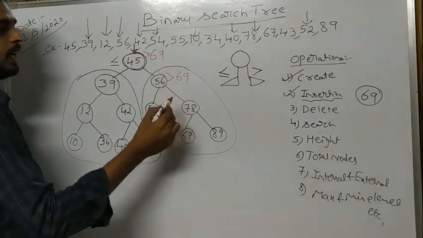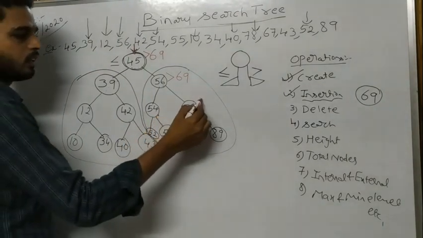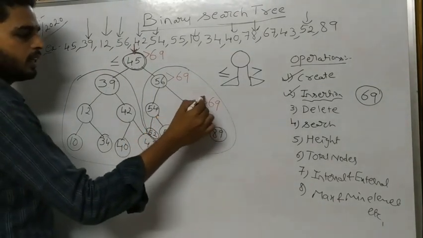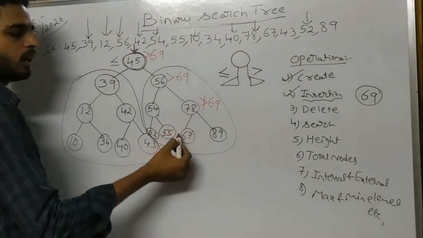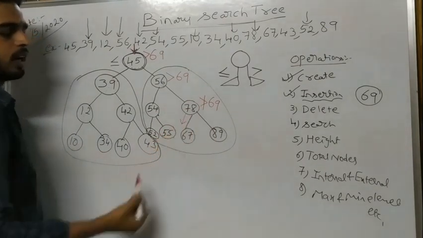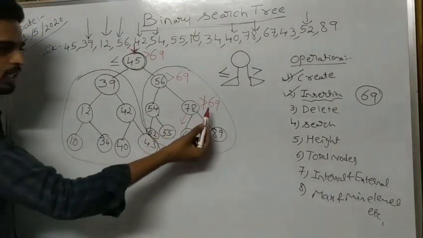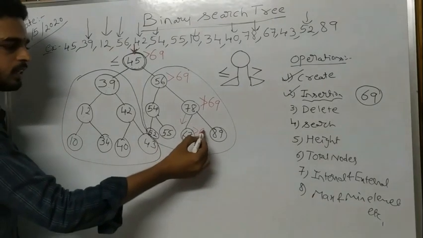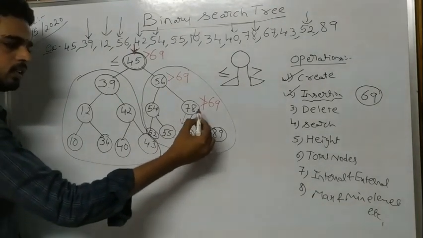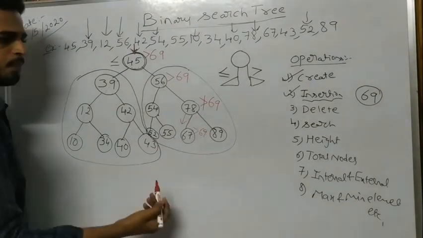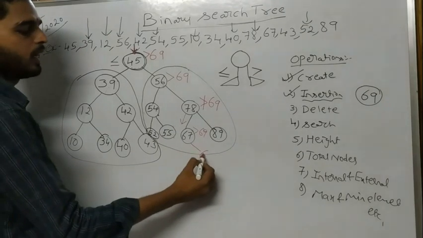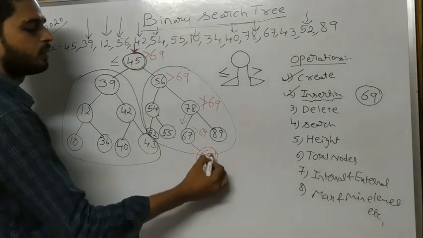Now I will check here. Is my 69 greater than 78? No, meaning that I need to go for the left side. Now it is going to check: is my 69 greater than 67? Yes, then I will go for the right side. Is there any data there? No. So then I will go for creating my 69 here.